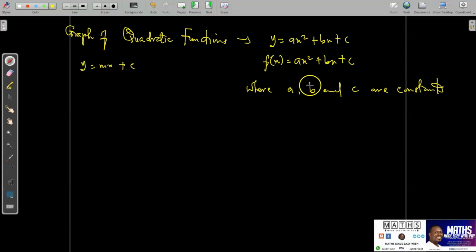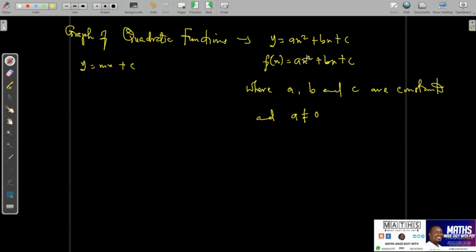The x and y are variables because they can change, but the a, b, and c are constants. And a is never ever going to be 0. Now, why do you think that a can never be 0 in a quadratic function? Why do you think a, which is the coefficient of x squared, can never be 0?